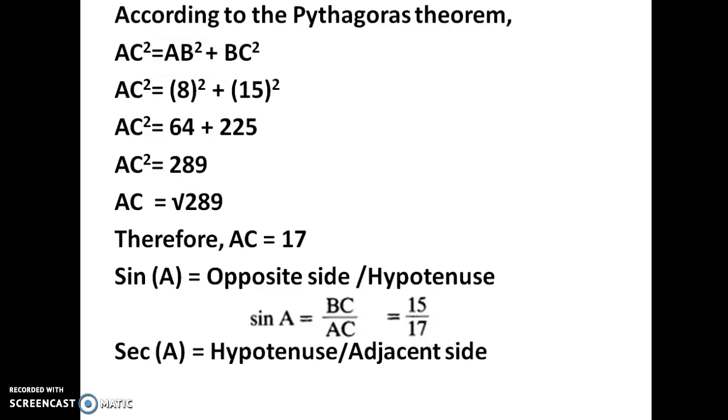Then secant A. Secant formula is hypotenuse by adjacent side. What is secant actually? It is the reciprocal of cos. Cos formula is adjacent by hypotenuse. When you take the reciprocal of it, it is hypotenuse by adjacent. You can keep it in either way, whichever is easy for you to keep in your mind. So secant is hypotenuse by adjacent. Here my hypotenuse is AC and adjacent side is AB. AC length is 17 and AB length is 8. So I got 17 by 8 as secant A.